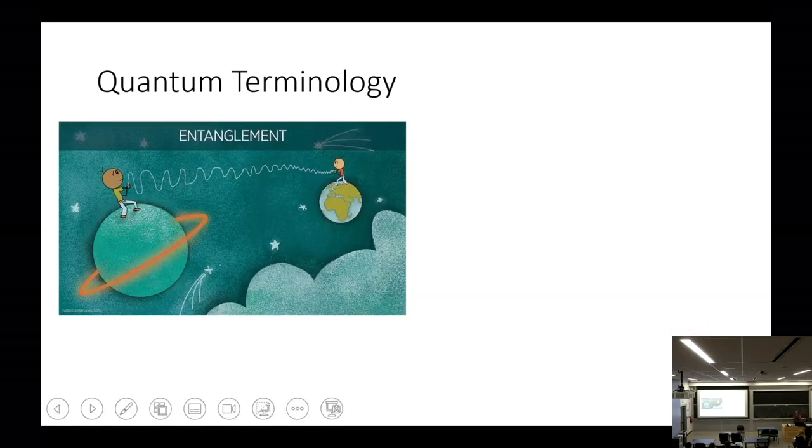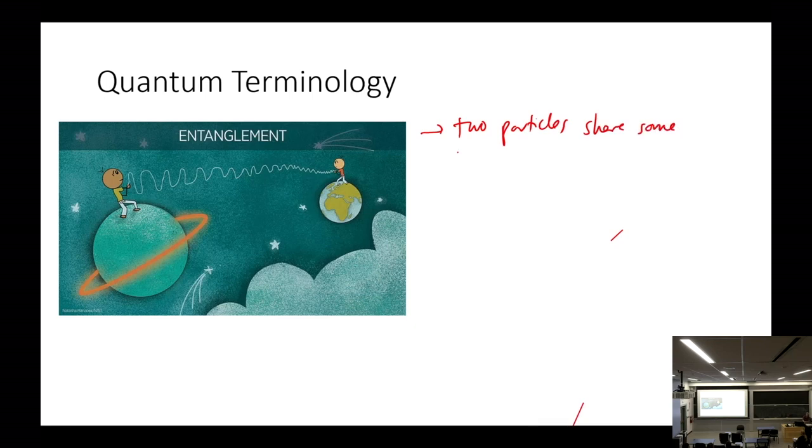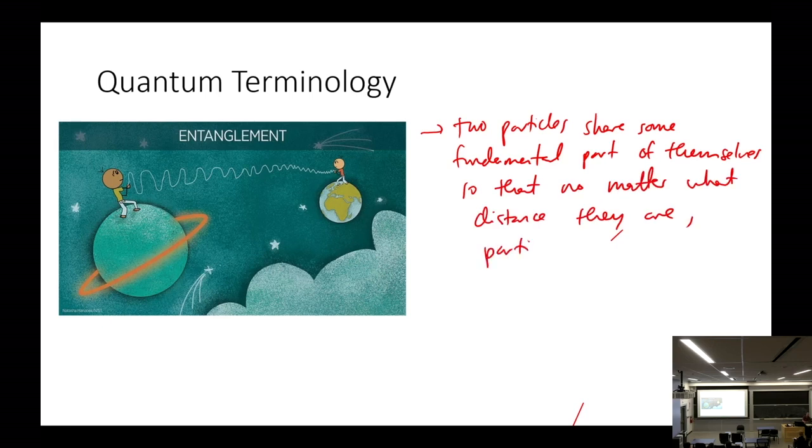The last, maybe most weird, big buzzword in all of this is entanglement, and so that's this sort of quantum marriage between qubits. Somebody want to explain how they think about entanglement? So two particles share some fundamental part of themselves so that no matter what distance they are from one another, particle 1 influences what particle 2 is doing.